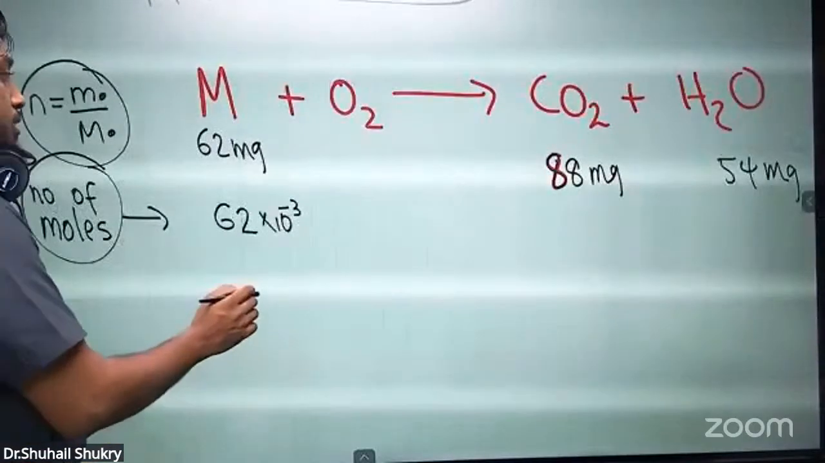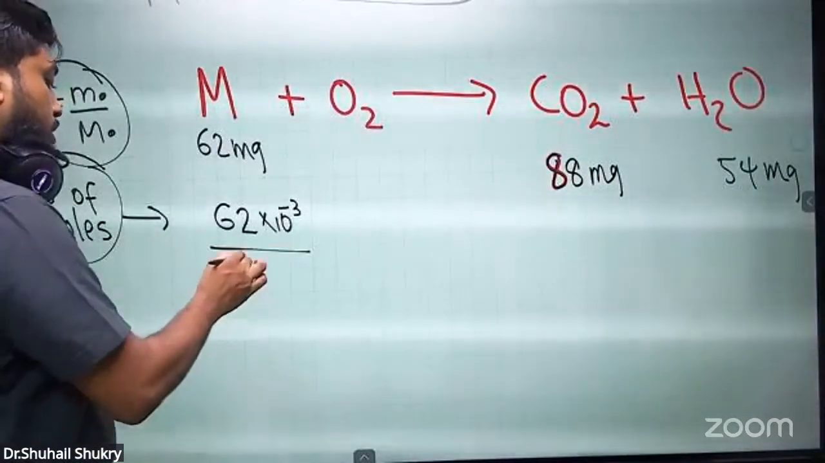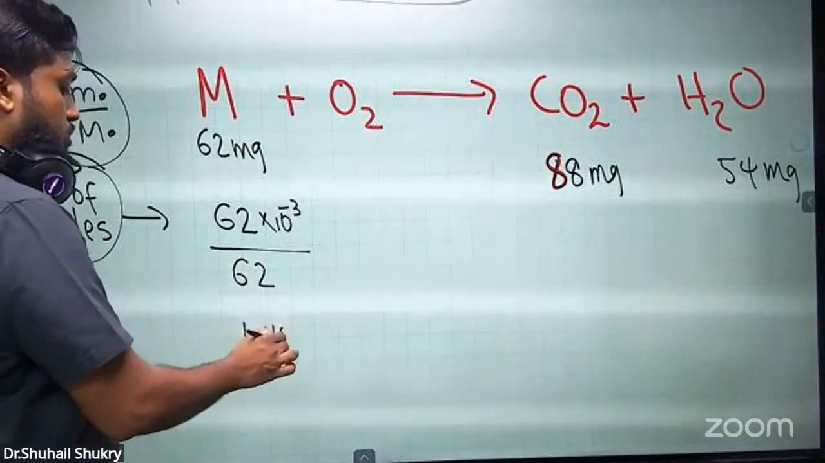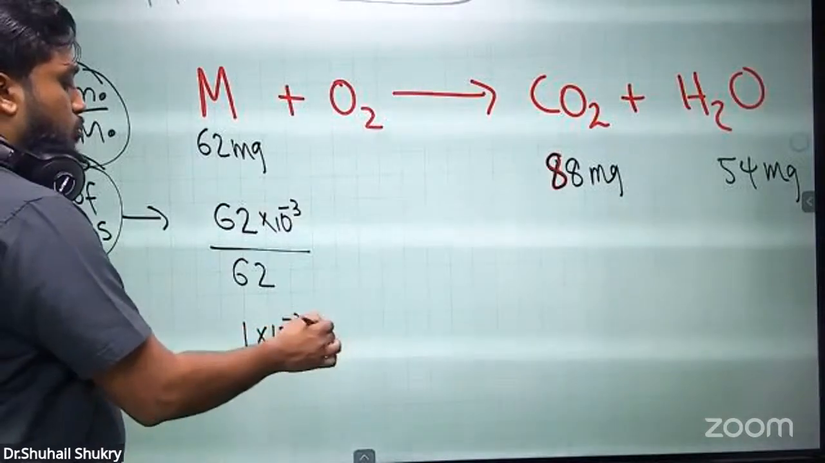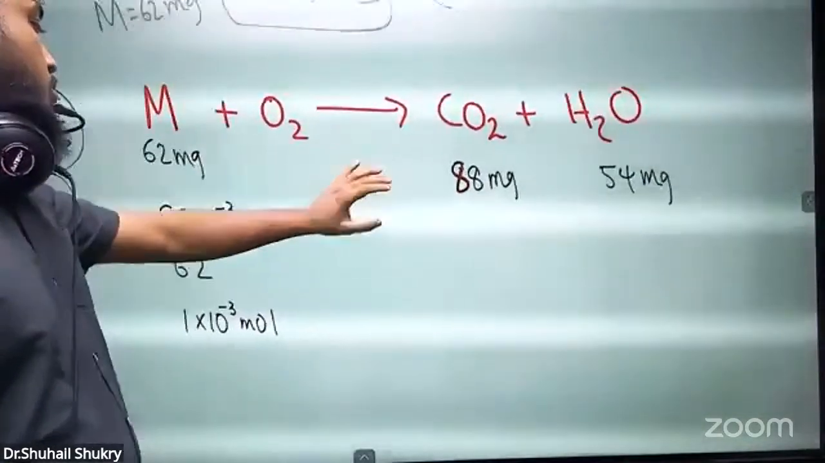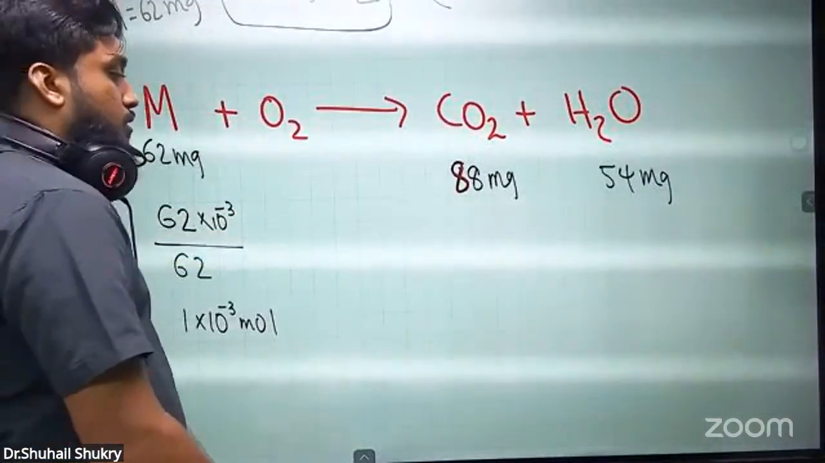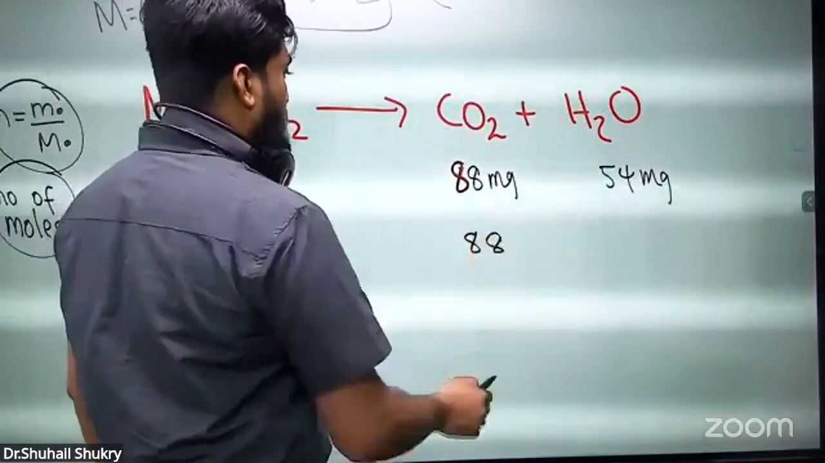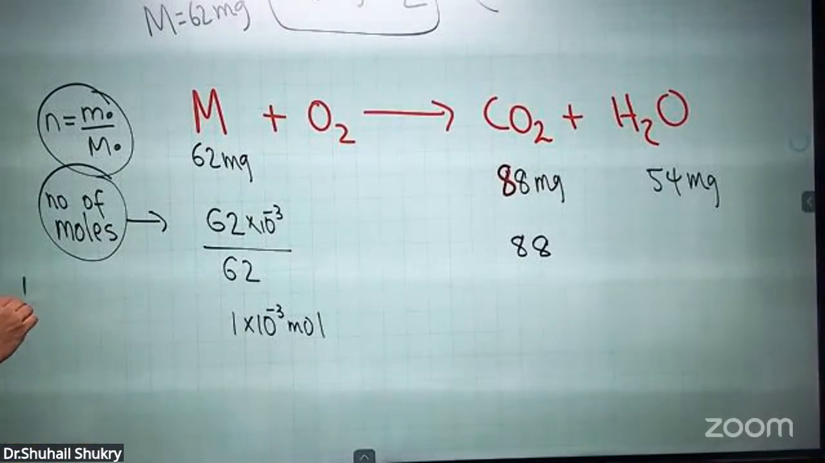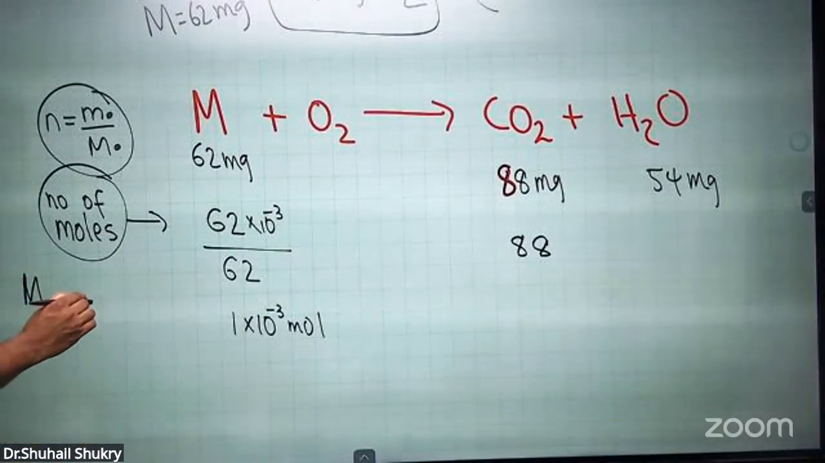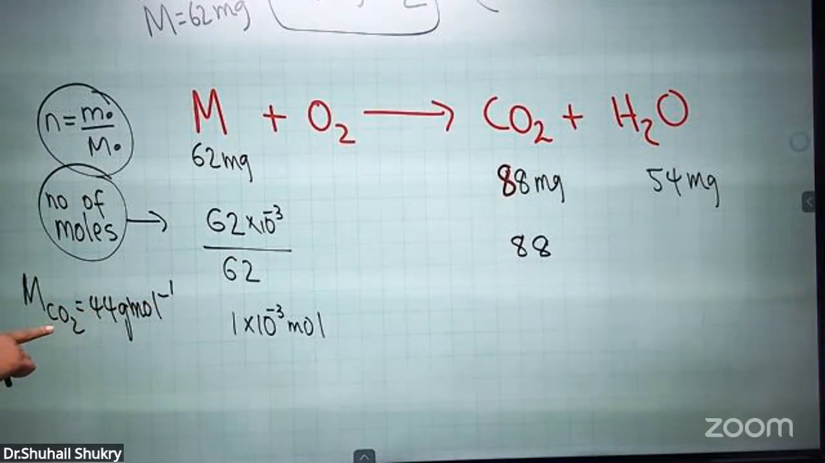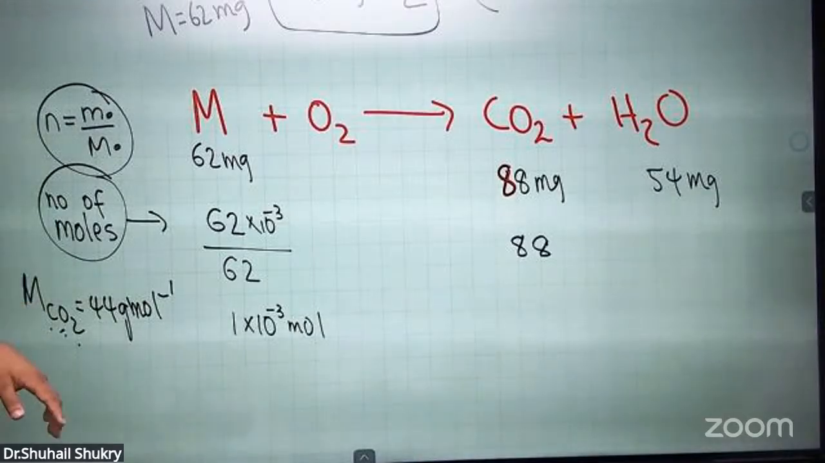Now, capital M's molar mass I also know. The molar mass of capital M is 62. Then I will get 1 into 10 to the power minus 3 moles here. Then I have to divide CO2 also to find the number of moles. The molar mass of CO2 is 44 grams per mole, because carbon is 12 and two oxygens are 32. 32 and 12, 44.